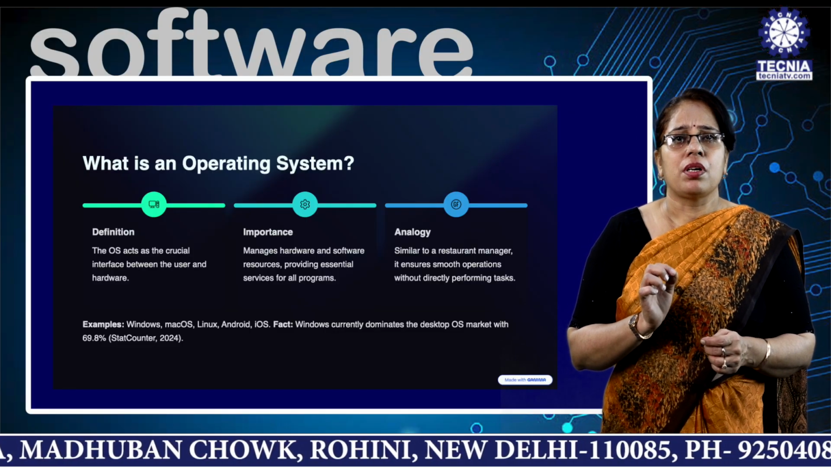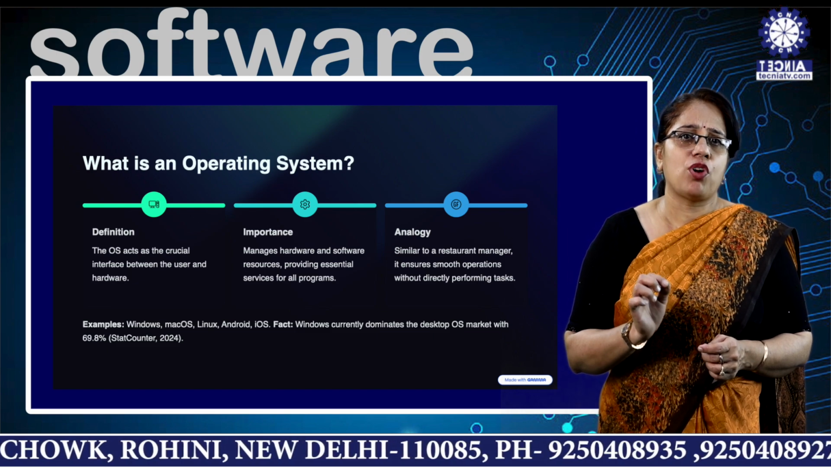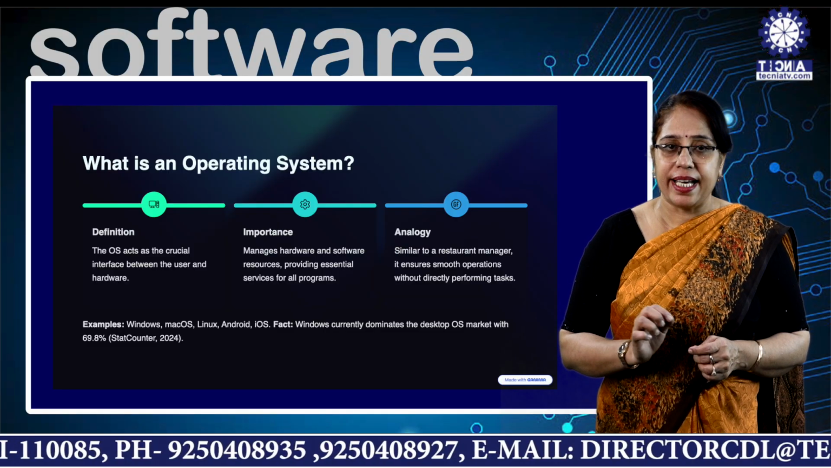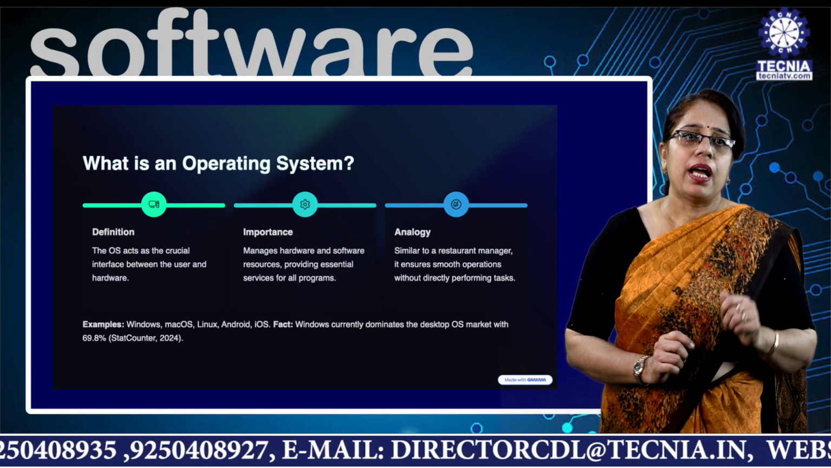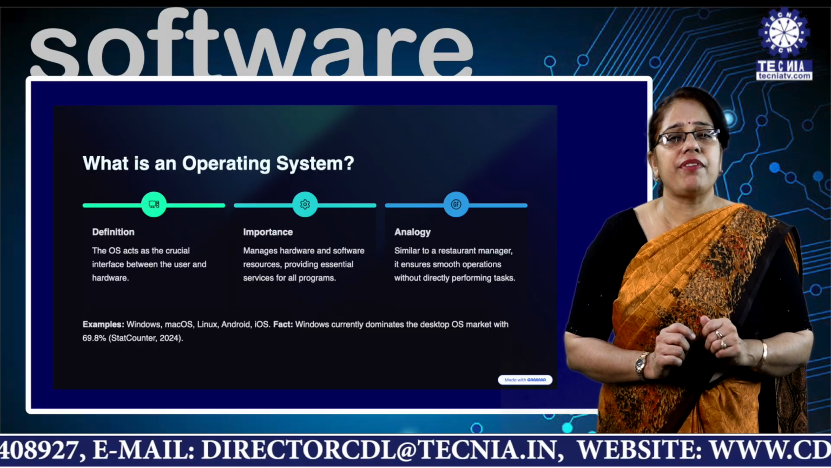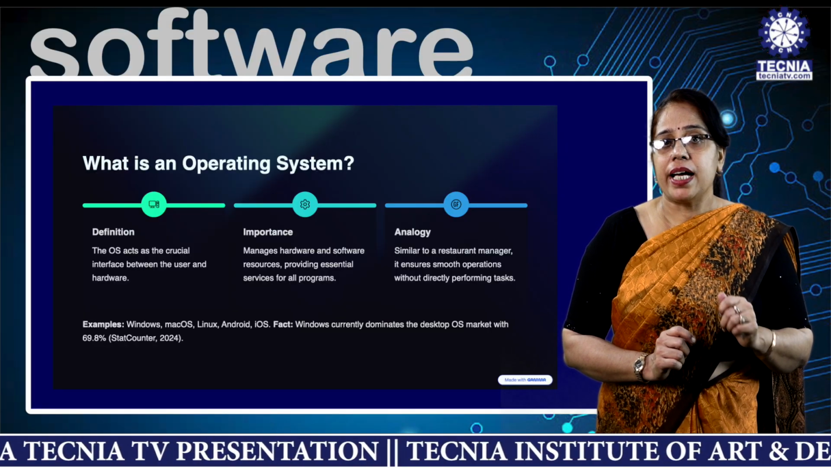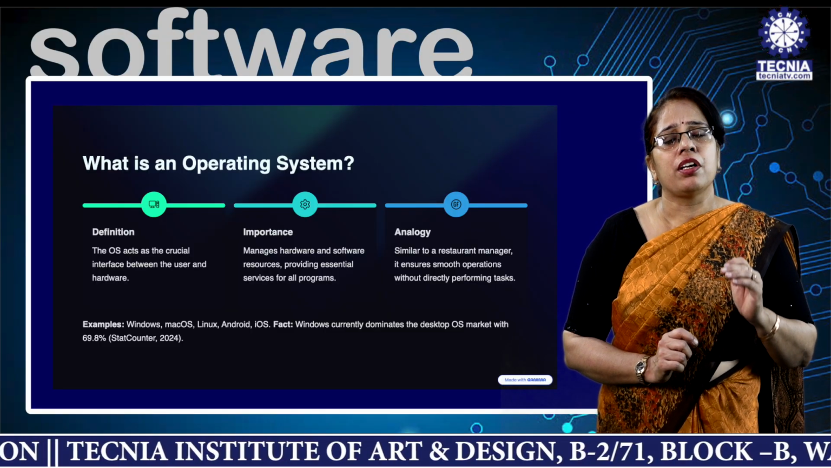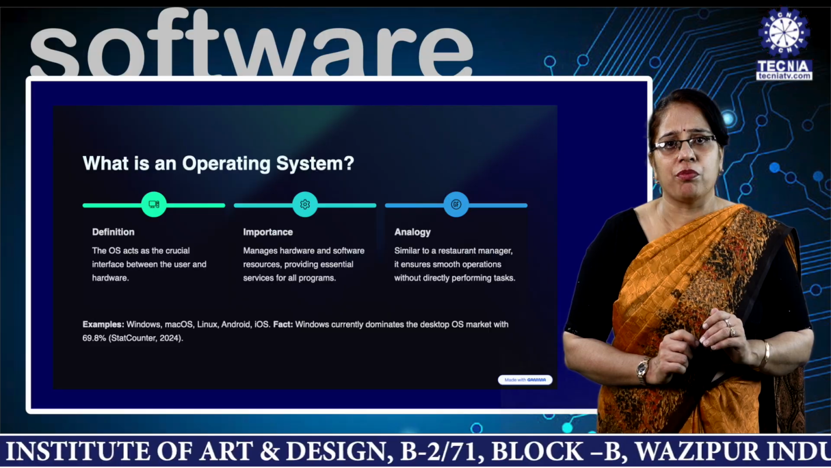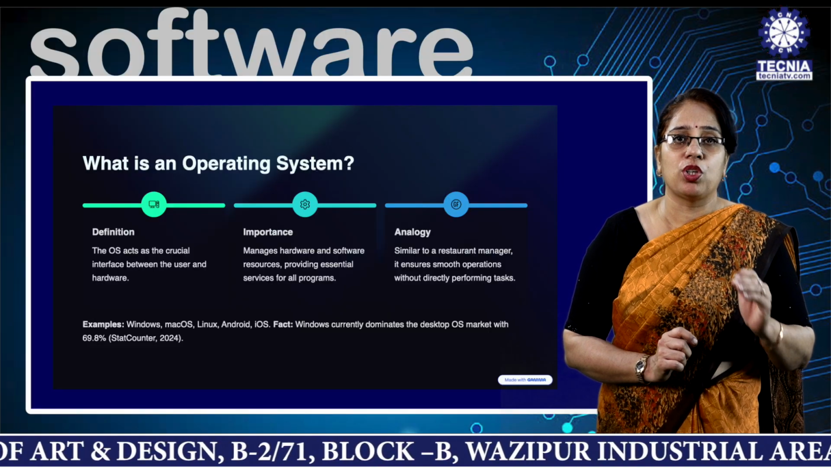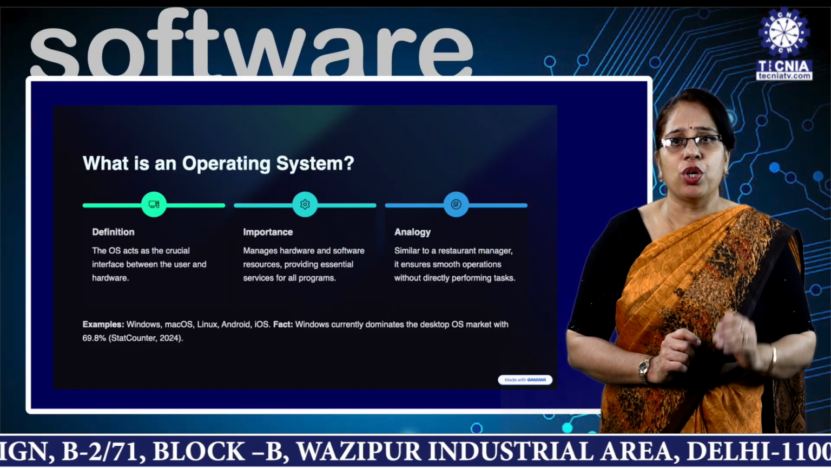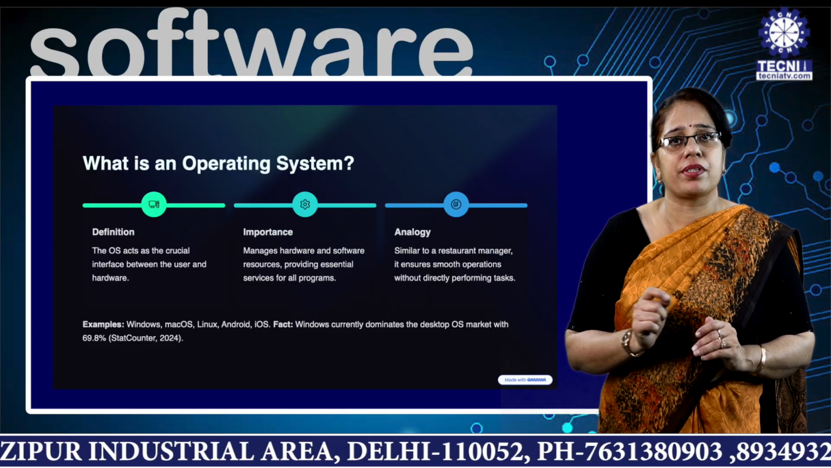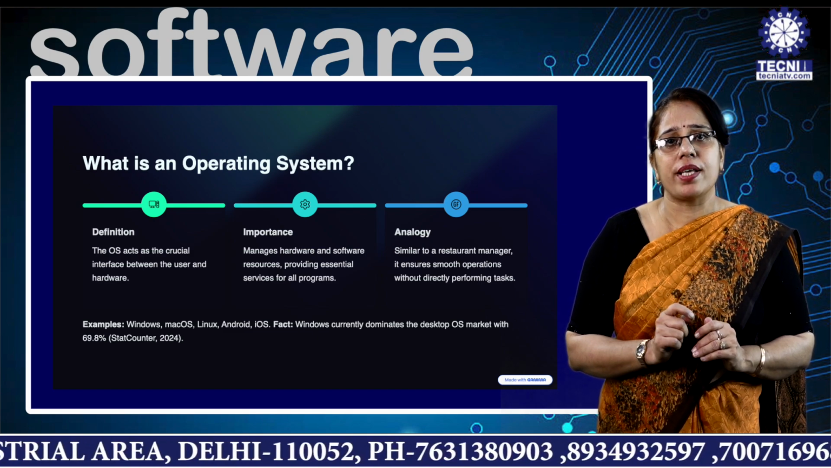Let me introduce some common types of operating system like Windows, Mac OS, Linux, Android operating system and iOS. There are certain facts and figures which are in front of you as per the StatCounter 2024. This platform is really a very trustworthy and authentic platform which has shared some facts and figures about the operating system, that Windows dominate the desktop operating system market with 69.8%, followed by Mac OS and Linux.